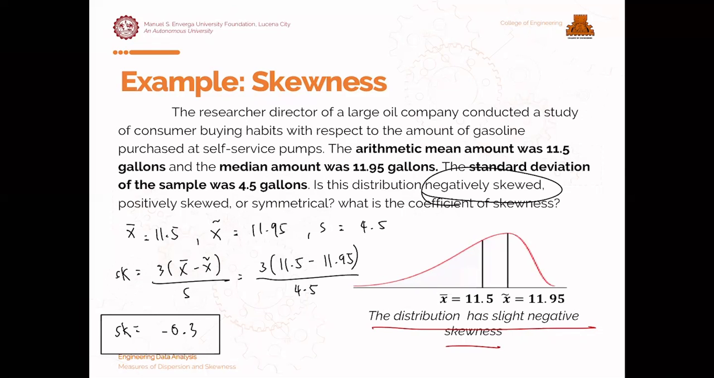Then kapag positive yung value, the distribution will be positively skewed. So kapag halimbawa naging 0 yung value ng SK, meaning nag-equal yung value ng mean and median natin, automatically, ang ating distribution na pinag-uusapan is a symmetrical or normal distribution curve.